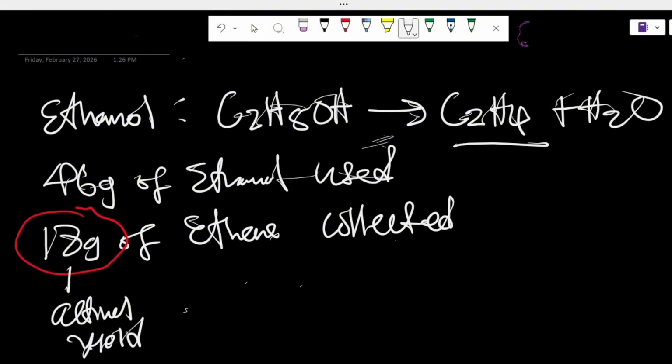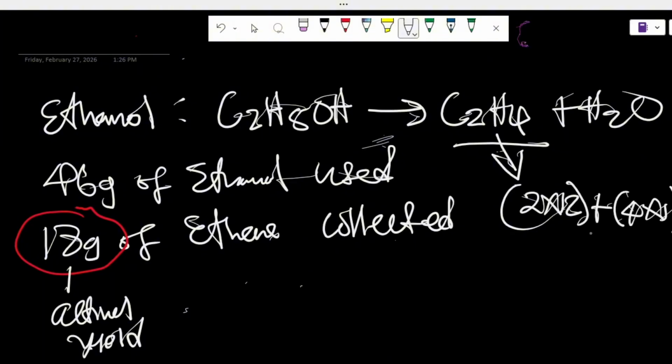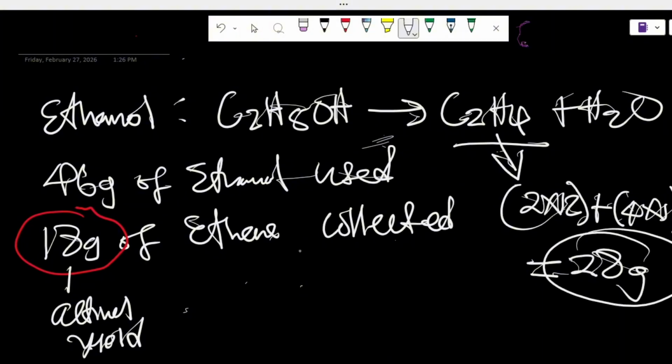So all you have to do is find the theoretical yield of ethene so that you can calculate the percentage yield. Now it's very easy to calculate the theoretical yield. All you have to do is find the relative molecular mass of this particular compound, which is ethene. So when you do that, you're going to see that you have 2 times 12 for carbon, plus 4 times 1 for hydrogen. So 2 times 12 is going to give you 24, plus 4, you're going to get 28. So 28 is the theoretical yield.